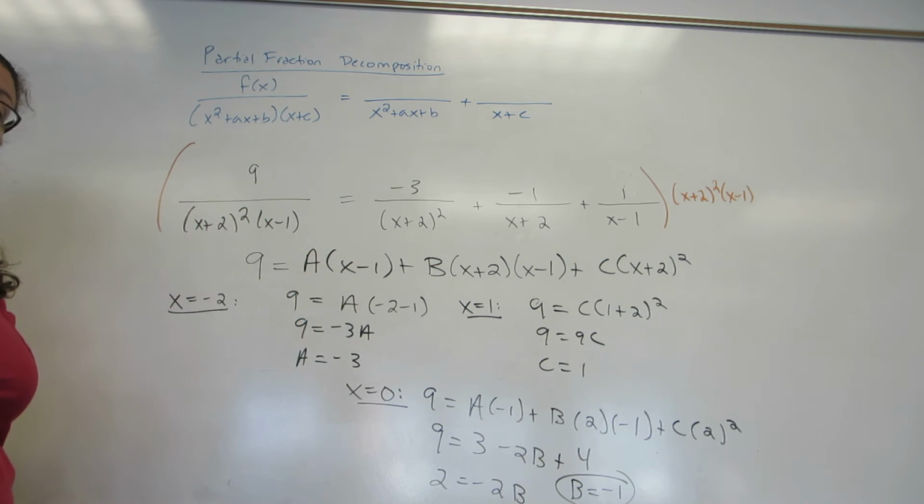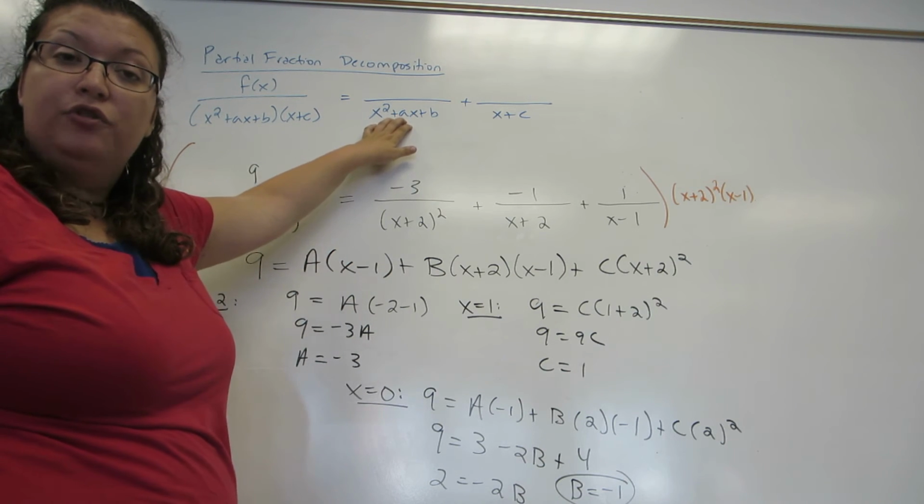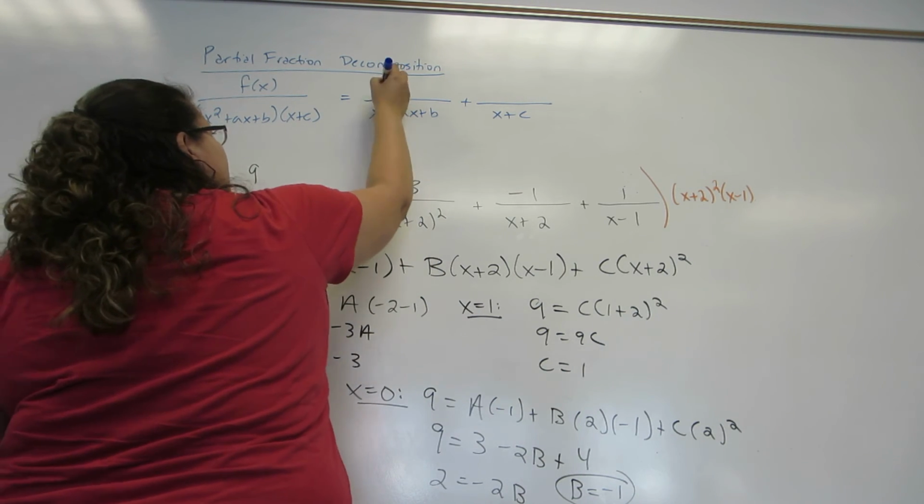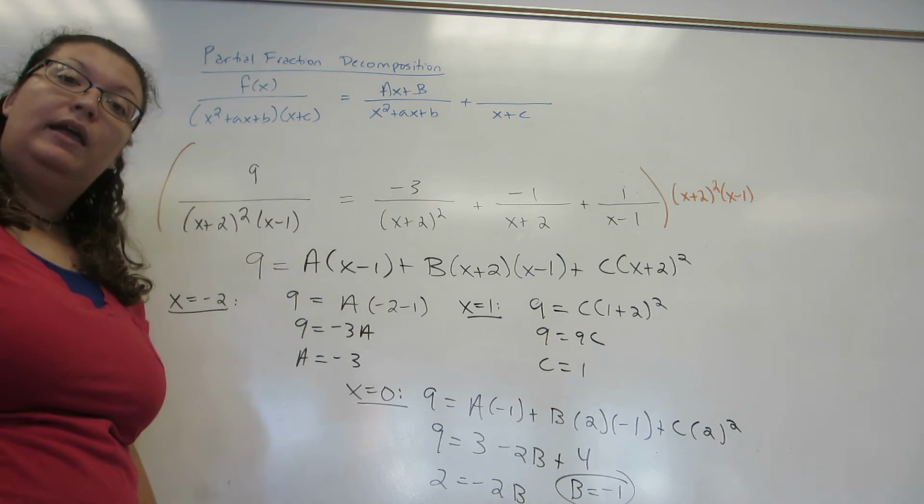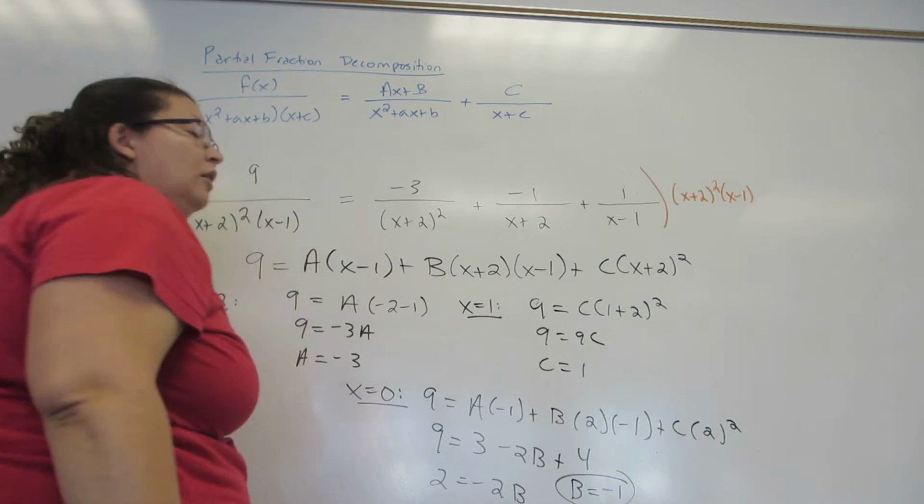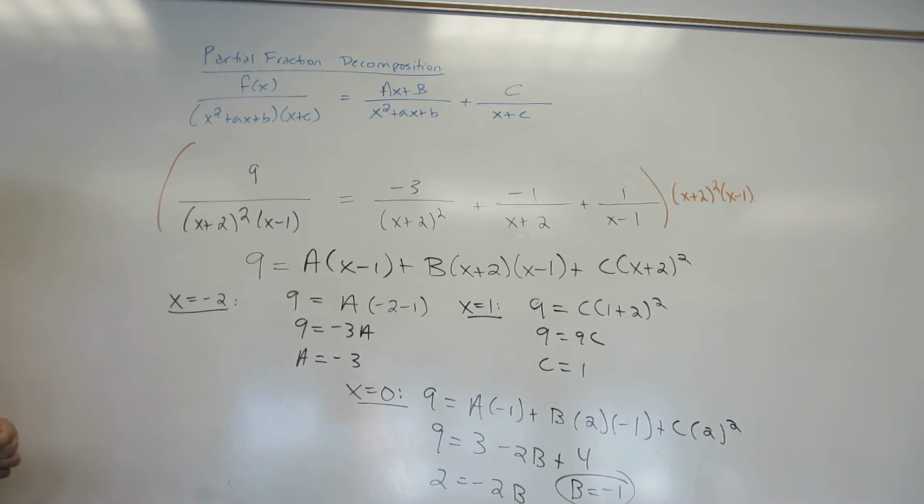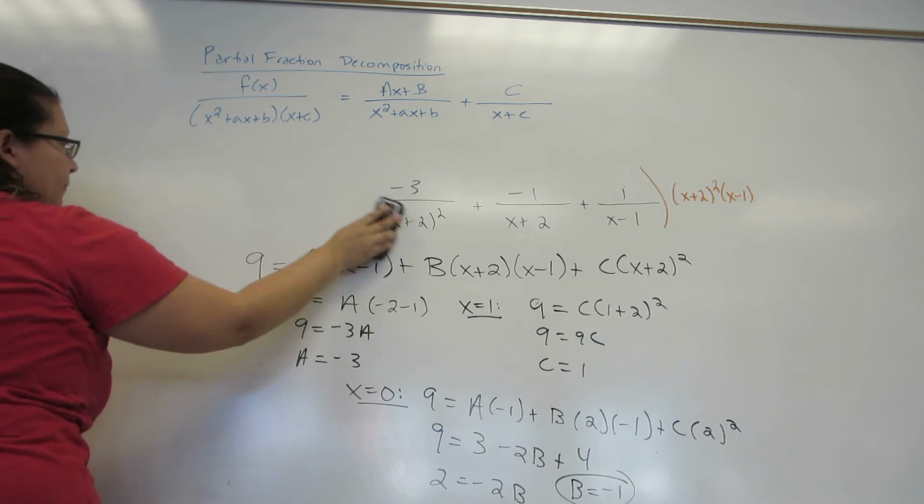Okay. The difference is what the numerator will be. If the denominator is one of these unfactorable quadratics, the numerator has to be a linear term, ax plus b. This numerator would still just be a constant. Okay. So, let's do an example of one of these.